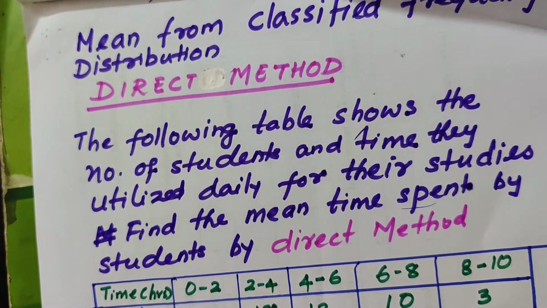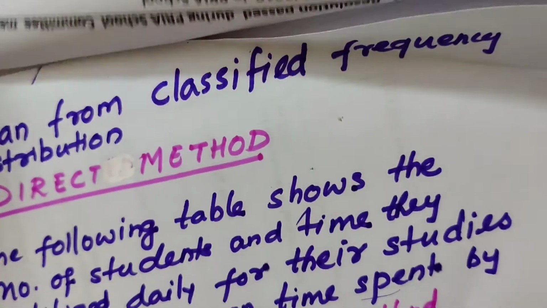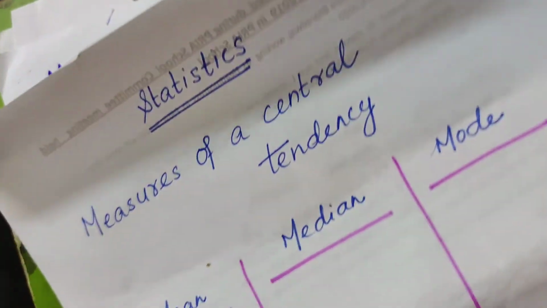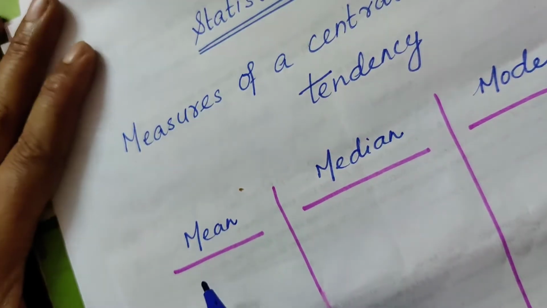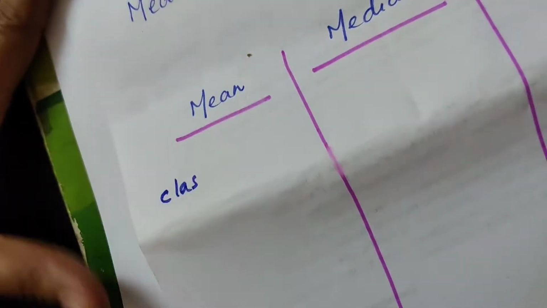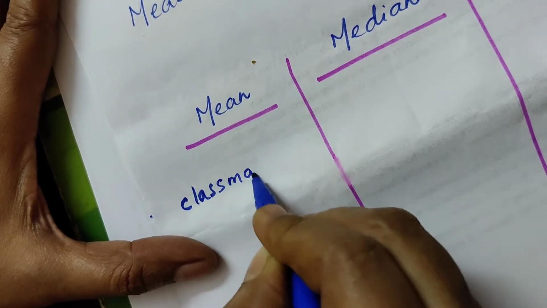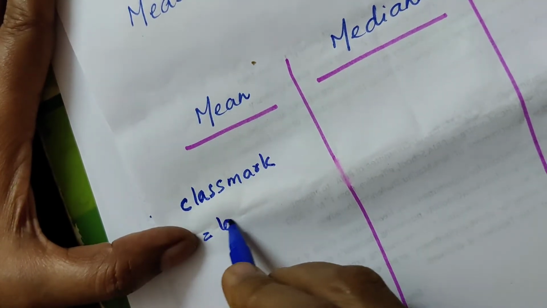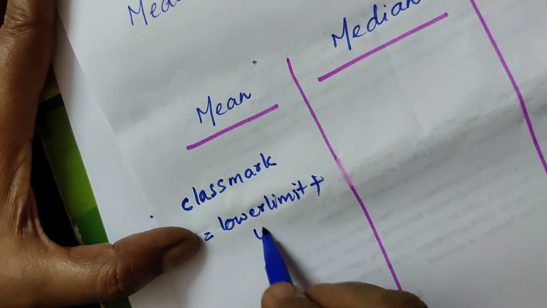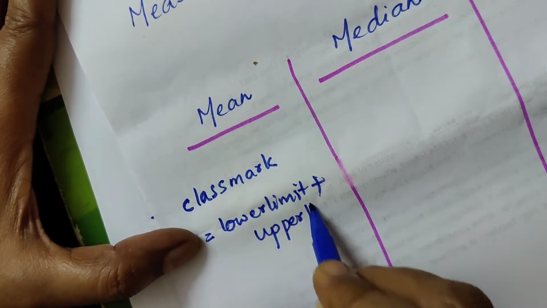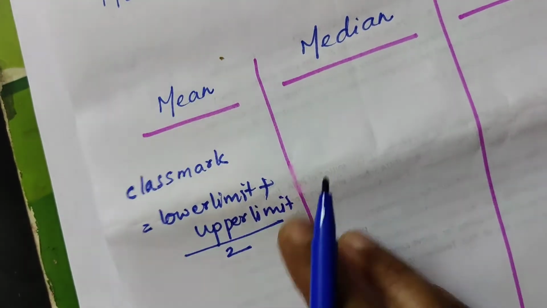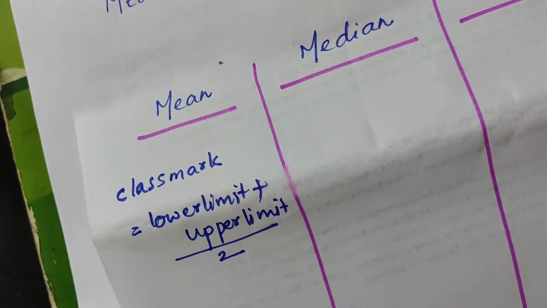Before explaining the formula, I want to tell you what the class mark is. Last year you learned what a class mark is. How to find the class mark? Lower limit plus upper limit divided by 2 is called the class mark.